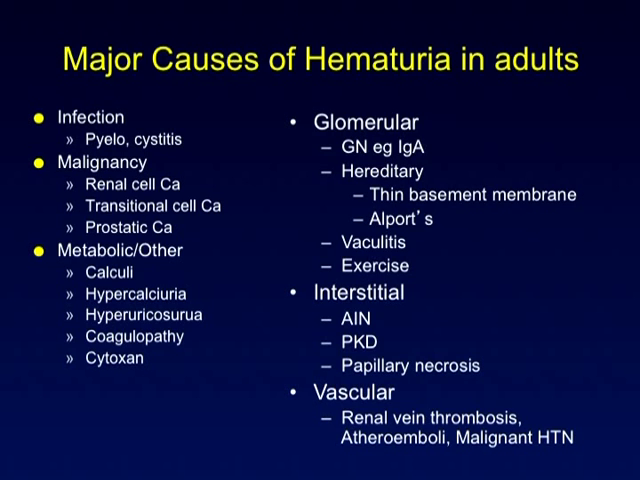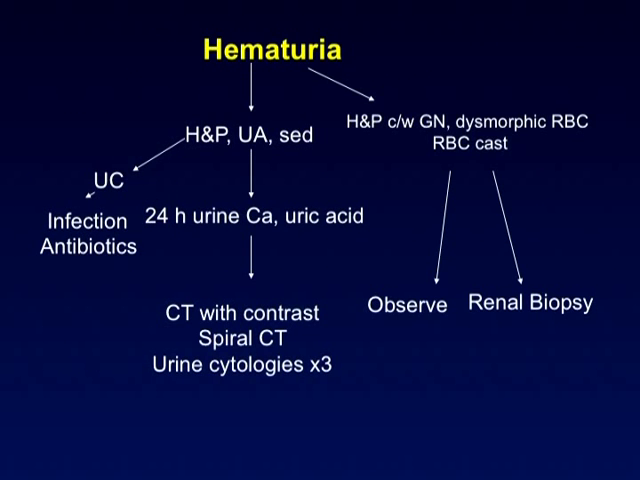Because in practice, if you see somebody with hematuria, you have to decide who you're going to refer the patient to, a nephrologist or a urologist. And if you think it's an epithelial cell malignancy, you're going to tend to send the patient to a urologist. This just shows you how you work your way through this. History, physical exam, UA sediment. You might do some 24-hour estimations of calcium and uric acid, because sometimes these can be associated with small amounts of blood. But you're going to do a CT with contrast, a spiral CT.